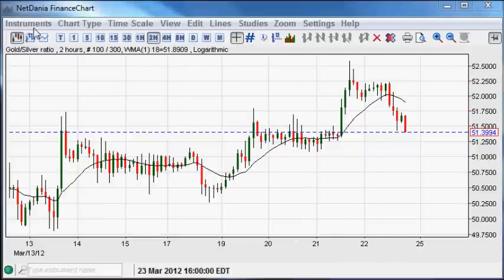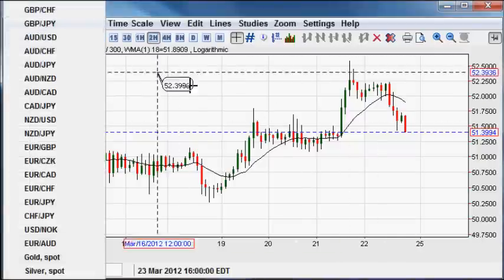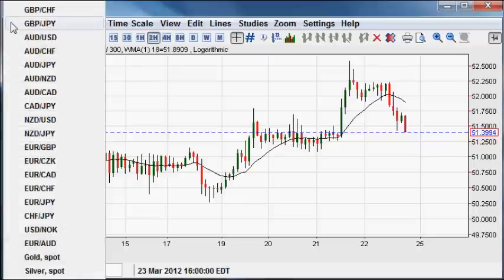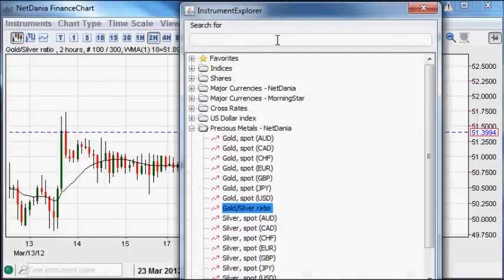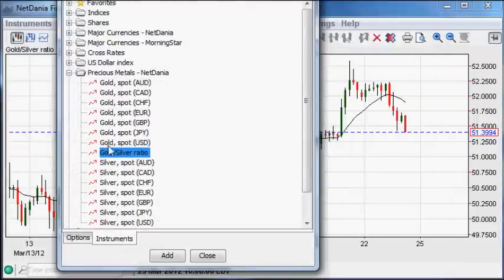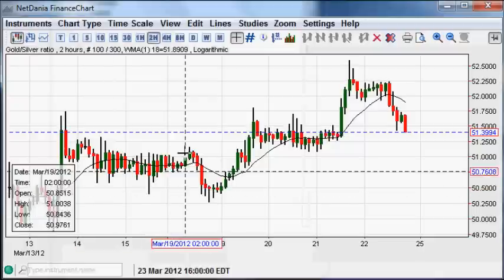To go to the silver to gold ratio, you're going to have to go to more instruments. You can't see it on the screen, but on the bottom you will see a thing that says more instruments. This is going to pop up, and there is the gold to silver ratio.